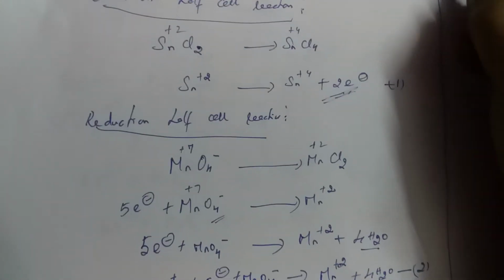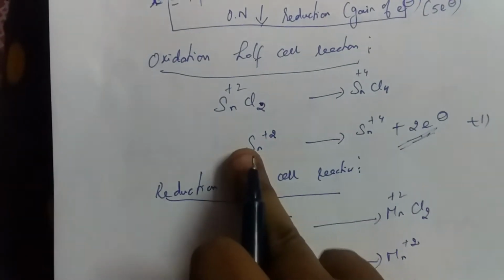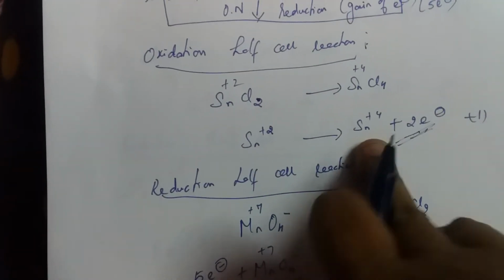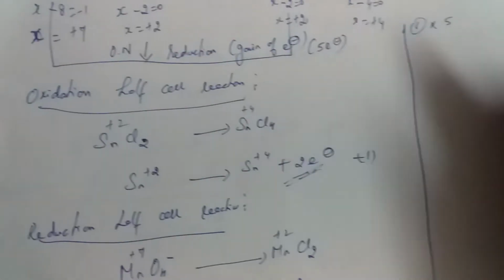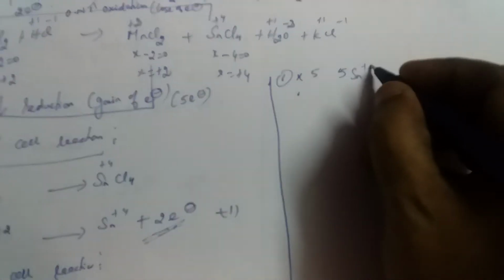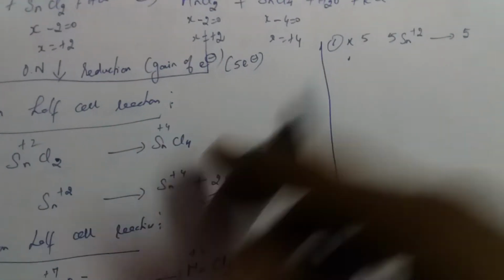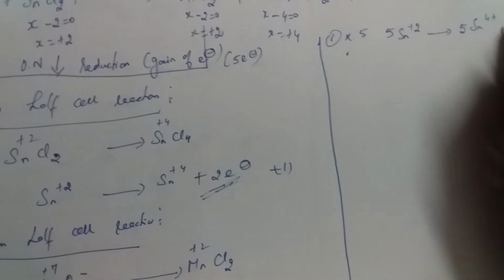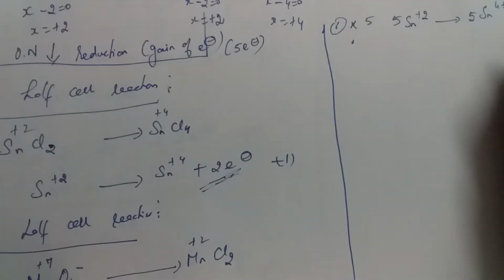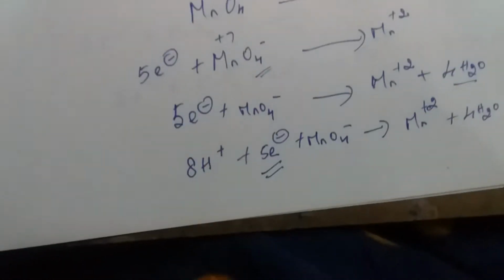Therefore equation 1 into 5: 5 Sn2 plus gives 5 Sn4 plus plus 5 into 2, 10 electrons. You take this equation as 3. Then the second equation is multiplied by 2.